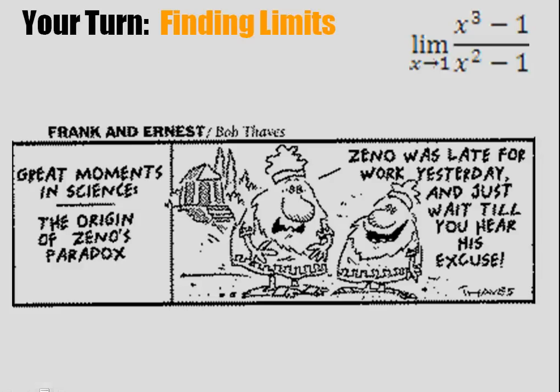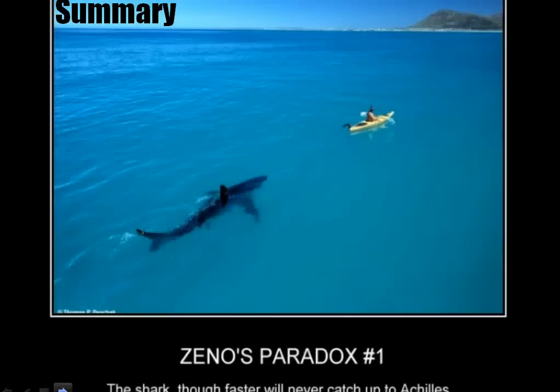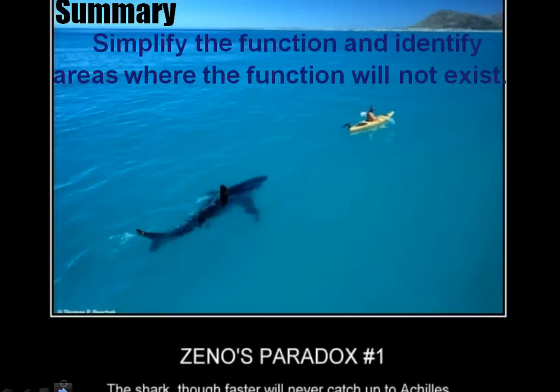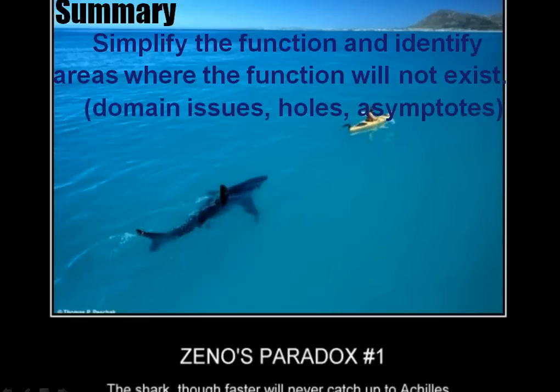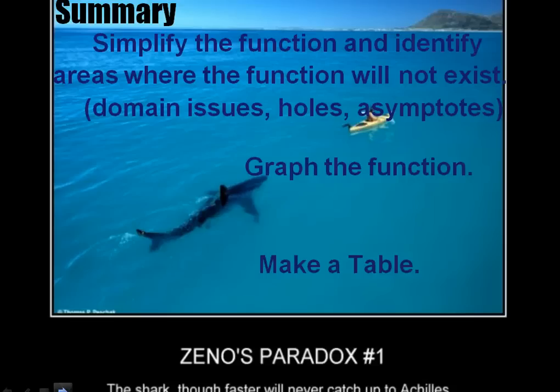Don't forget the following items. As you're doing your work, make sure that you check that you've simplified the function so that you can see what you really have. You need to identify any domain issues, asymptotes, holes, anything that might show up that would cause you problems. You also need to graph the function and make a table. You can't make a final decision until you have done both of these.